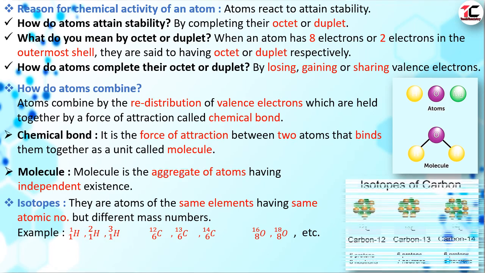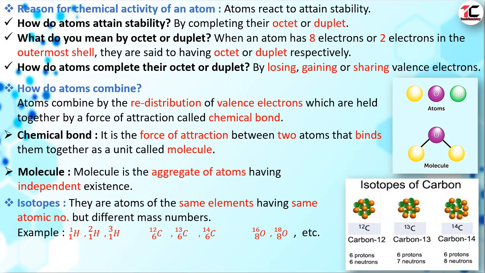Let us see in the diagram. Here are the isotopes of carbon. First one is carbon 12, second is carbon 13, and third is carbon 14. We can see it has 6 protons and 6 neutrons. In second, it has 6 protons and 7 neutrons. In third, it has 6 protons and 8 neutrons. That means they have the same number of protons, 6, 6 and 6, but they have different number of neutrons, 6, 7 and 8.